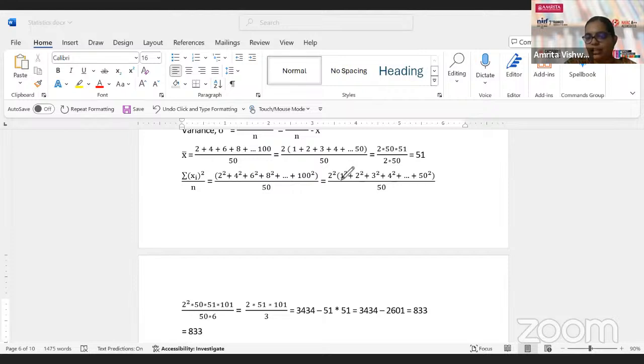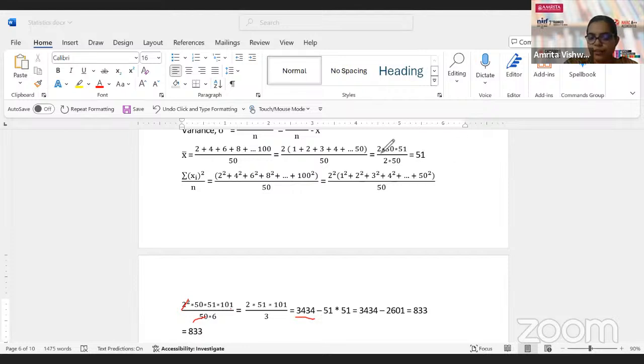So here it will form the square series, the sum of squares of natural numbers: n into n plus 1 into 2n plus 1 by 6. That's what the formula is. Already 2 square and 50 are here when it comes to substitution. N into n plus 1 into 2n plus 1 by 6. N is 50, n plus 1 is 51, 2n plus 1 is 2 into 50 plus 1, that is 101, divided by 6. So here 50 and 6, you can just solve this and you'll get something like 3434.